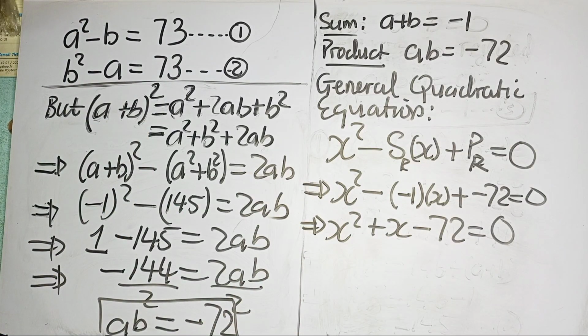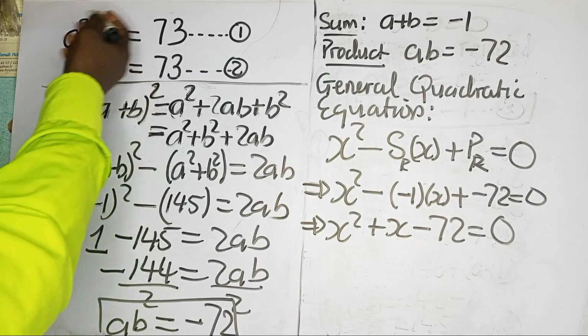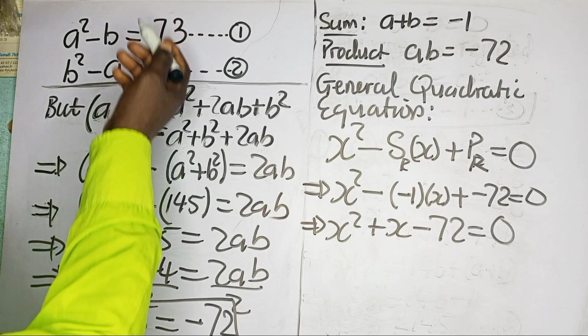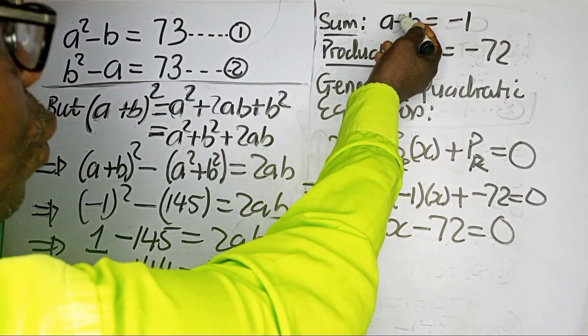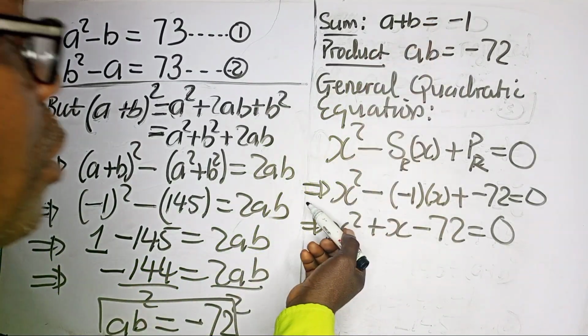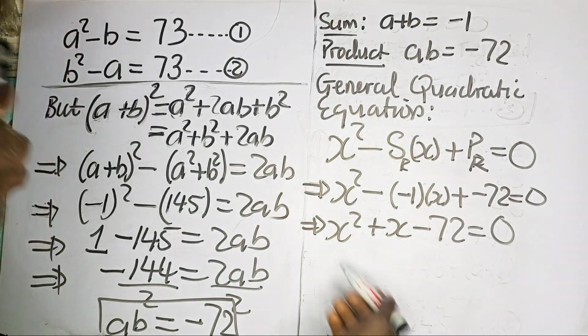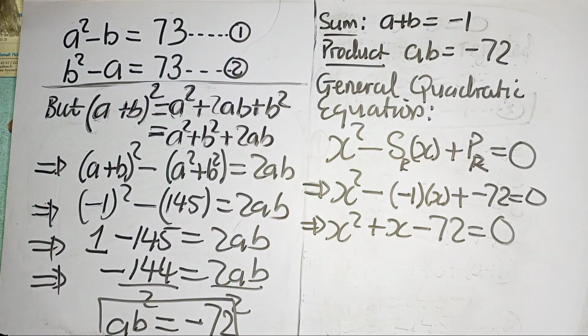So this is the quadratic equation that we obtain from the information that we have, given those two major equations, equation 1 and equation 2. From equation 1 and equation 2, we're able to bring out two vital pieces of information that we can now use the knowledge of quadratic equations to solve. So we obtain this quadratic equation. The roots of this quadratic equation will be the values of a and b.